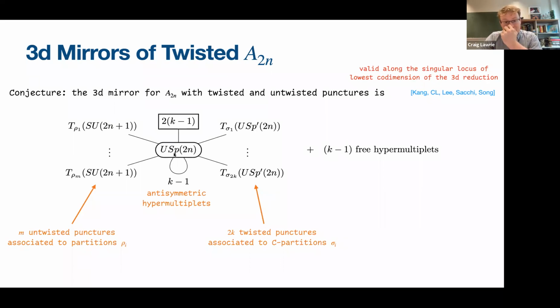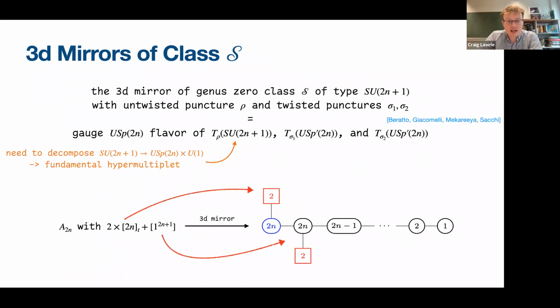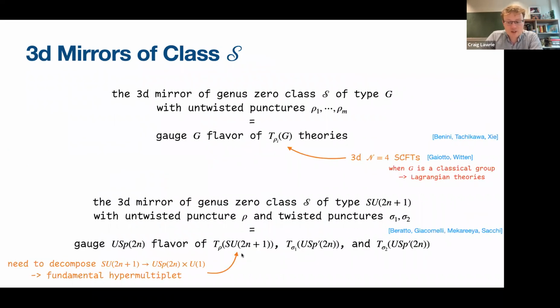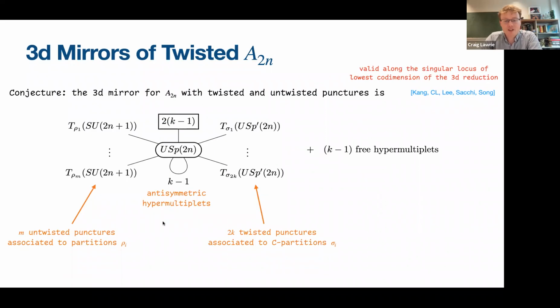And the argument here that gives you this extra fundamental hypermultiplet, in the more general case, what happens is that you get extra fundamental hypermultiplets, extra anti-symmetric hypermultiplets, and then a bunch of free hypermultiplets. So this is the conjecture for what the 3D mirror is.